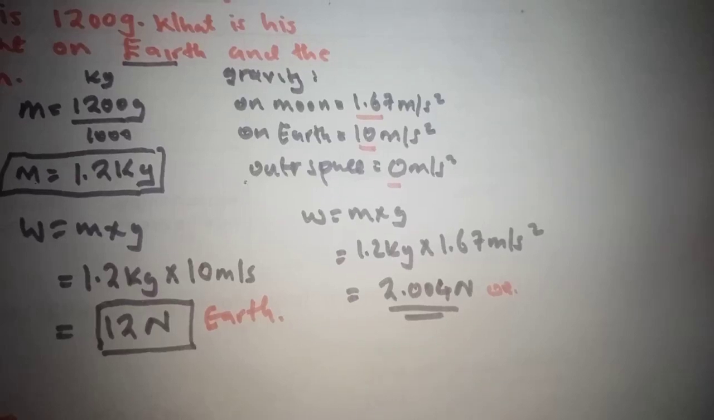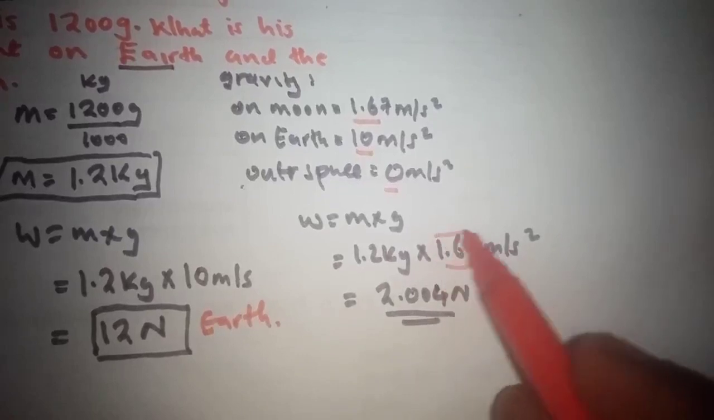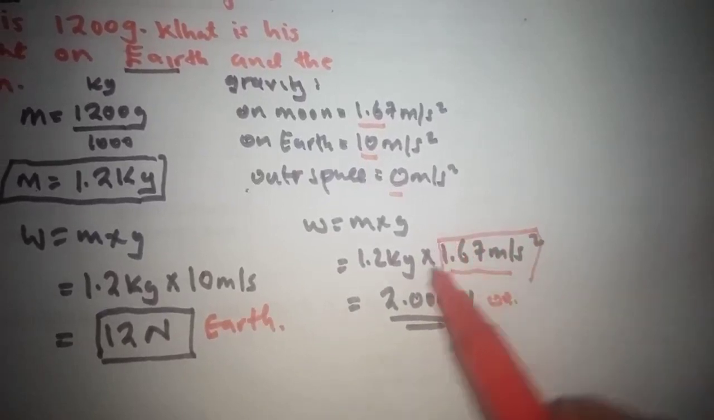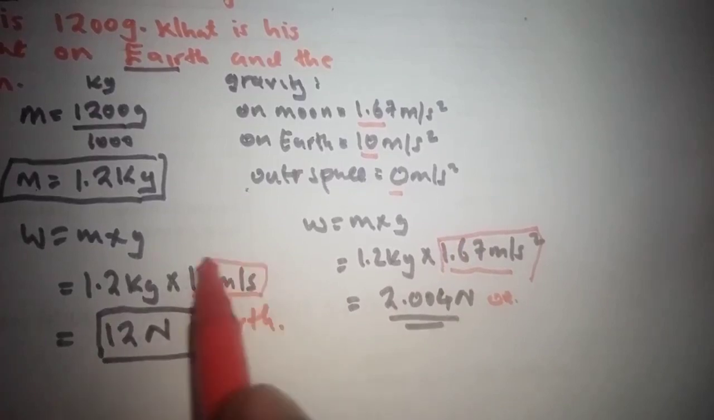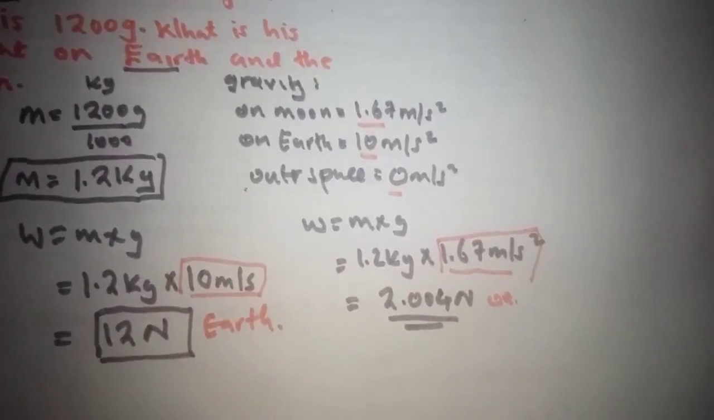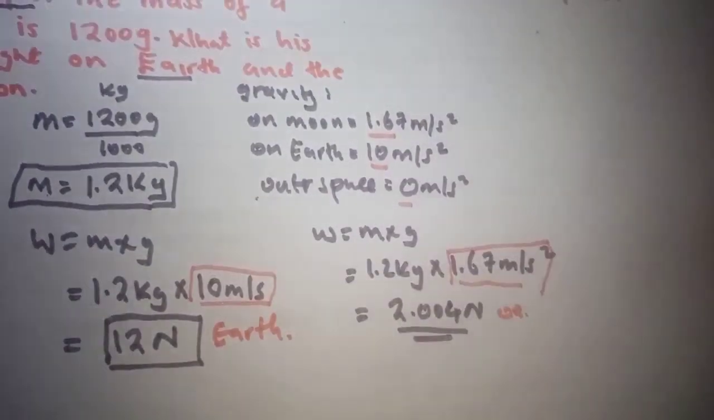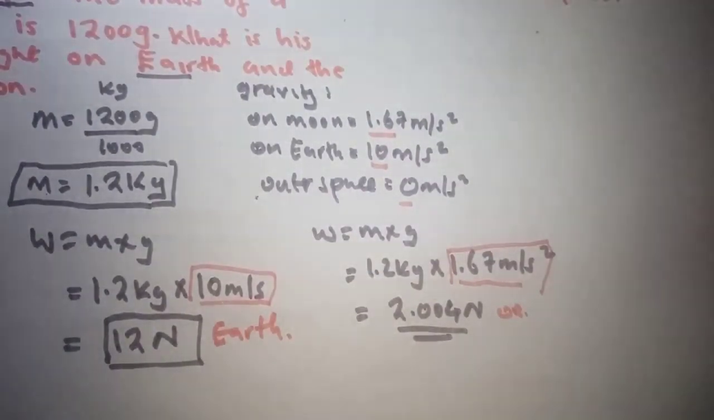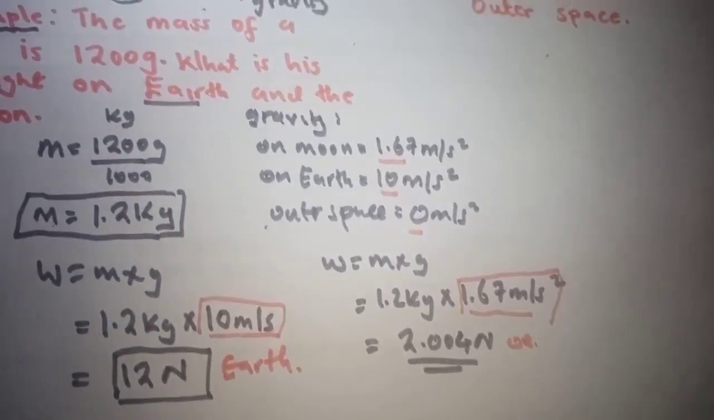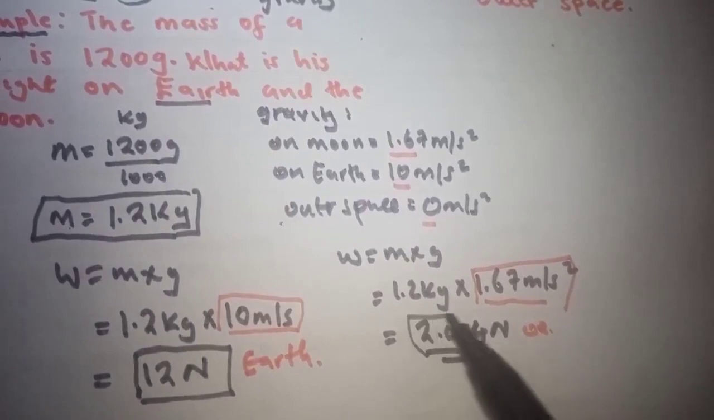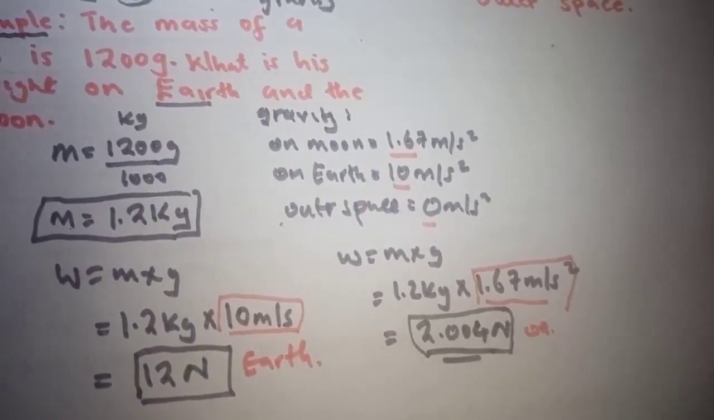So the main thing here is to use the correct gravity, because mass is not going to change. The mass won't change anywhere. So those are the answers for this question. Very simple and straightforward. Just use the formula and know where you're calculating, is it on Earth or is it on the Moon?